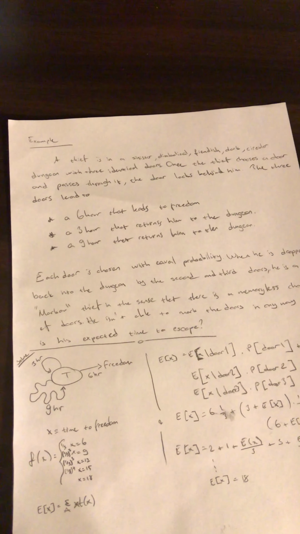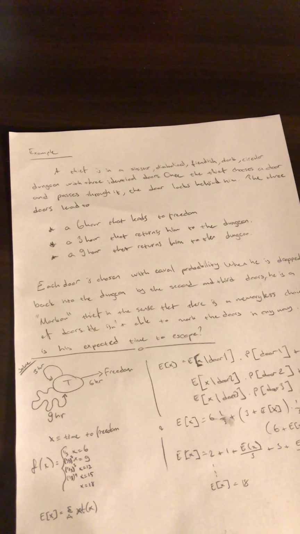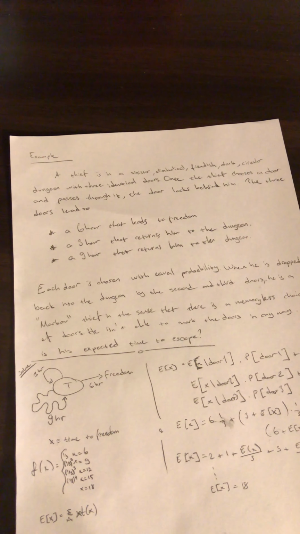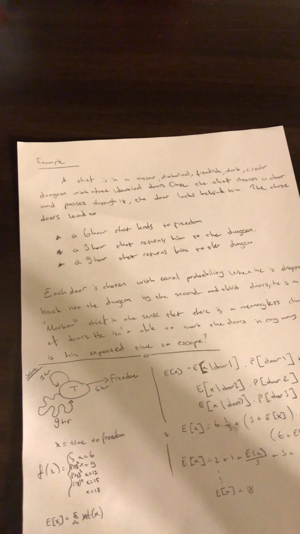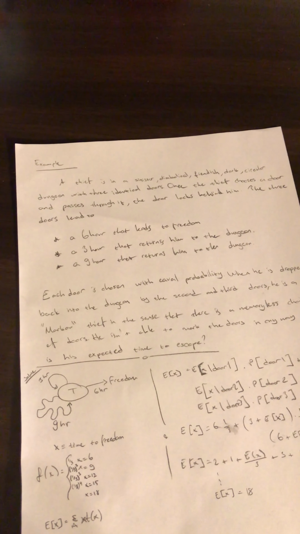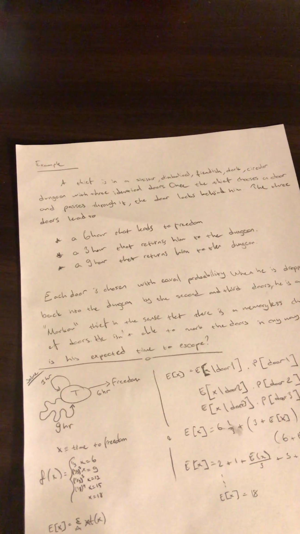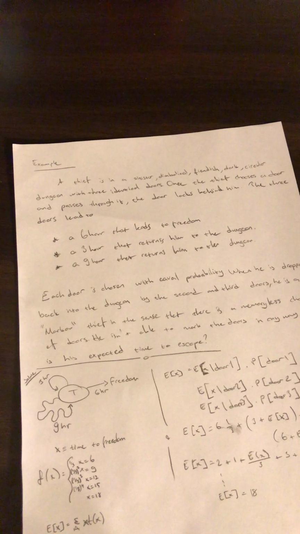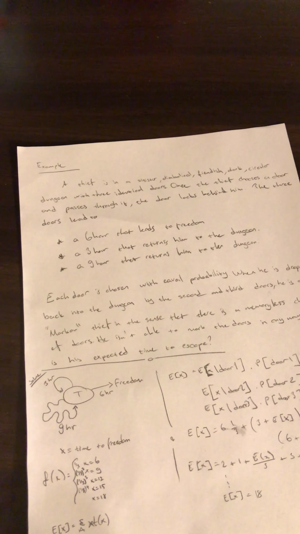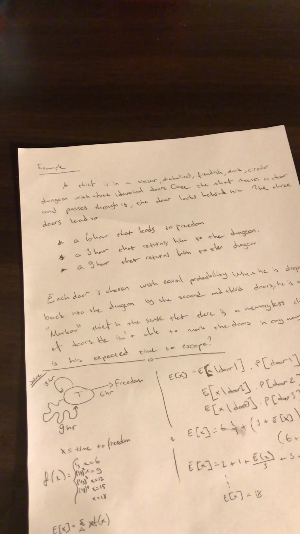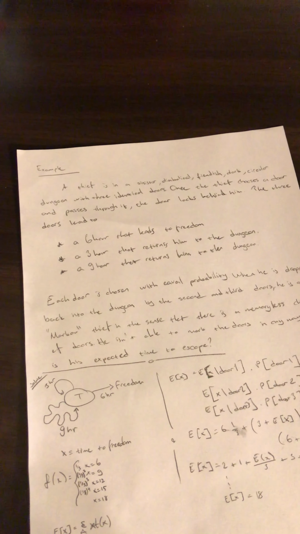A thief is in a sinister, diabolical, fiendish, dark, circular dungeon with three identical doors. Once the thief chooses a door and passes through it, the door locks behind him. The three doors lead to a 6-hour tunnel that leads to freedom, a 3-hour tunnel that returns him to the dungeon, and a 9-hour tunnel that returns him to the dungeon. Each door is chosen with equal probability.